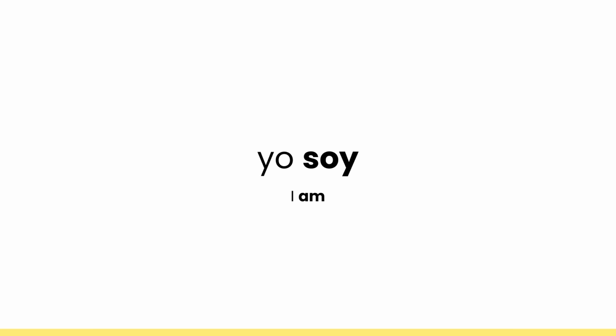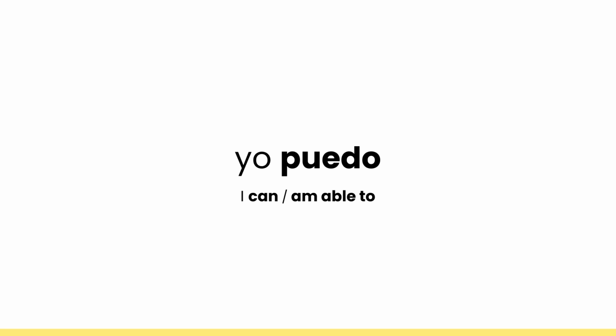And then of course we have a different way of saying I am when we talk about a state. So I am tired or I am at the park, for example. And this was yo estoy. Then I can or I am able to. This was yo puedo. And then the last verb that we learned was I go. So to go, which was the verb ir in Spanish. And we saw that this was a very irregular verb. So it changed a lot as soon as we started to conjugate this verb. And this of course was yo voy. I go.